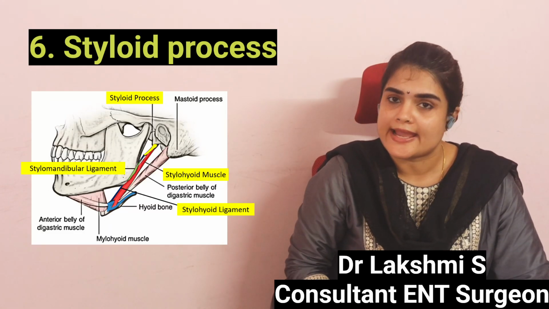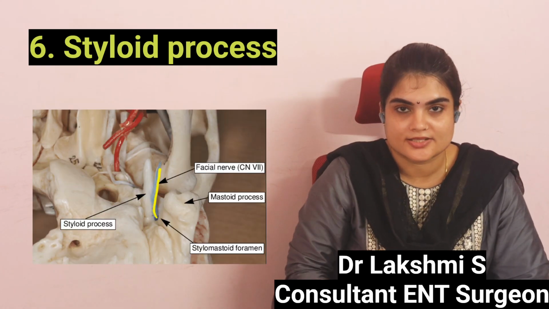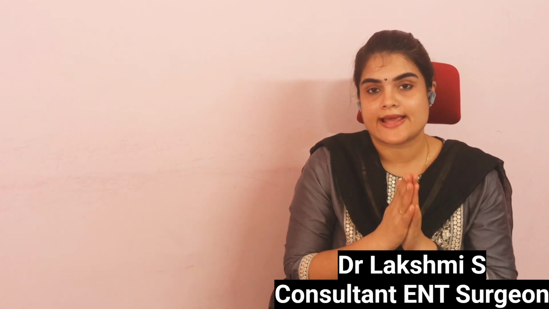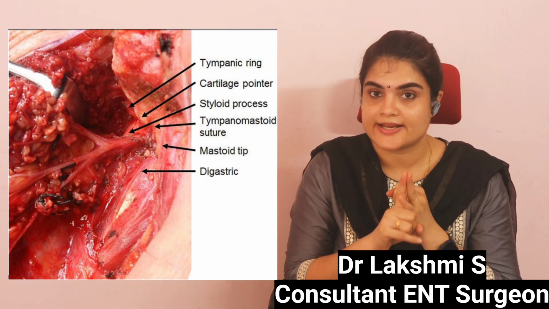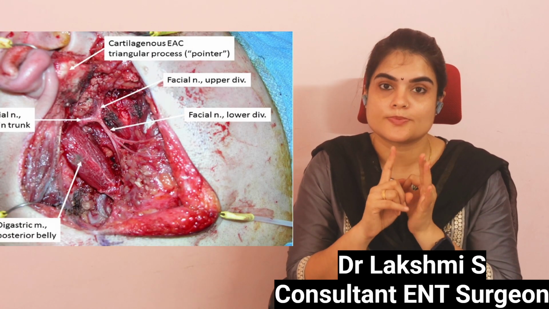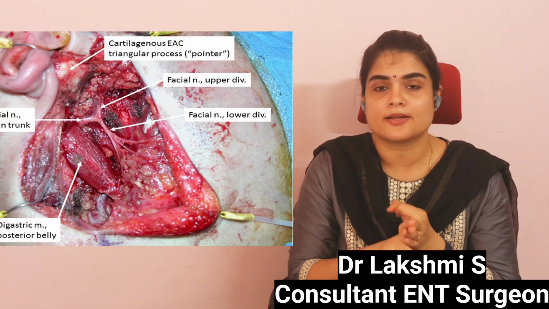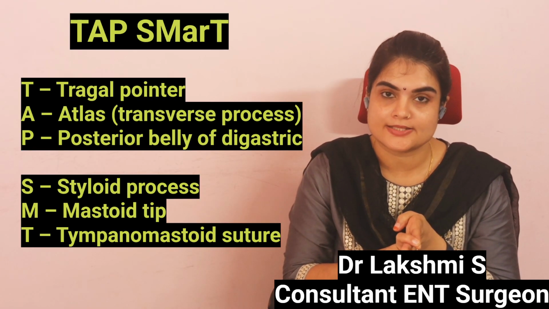Another landmark is the styloid process. The nerve runs lateral to the styloid process. Hence, to summarize, the landmarks for parotid surgery are the tragal pointer, the tympanomastoid suture line, which is a reliable landmark, the transverse process of the axis vertebra, a reliable landmark, the posterior belly of the digastric muscle, and the styloid process.